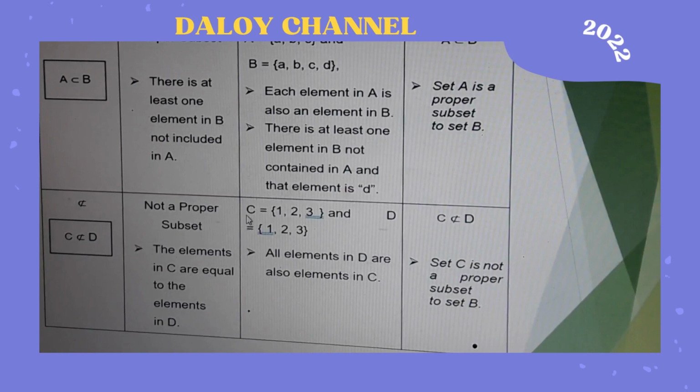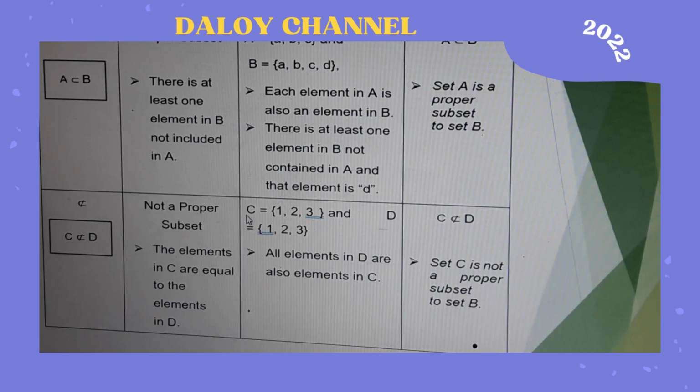If you can only see a bold capital letter C, that means it is what we call a proper subset. There is at least one element in B not included in A. So, we can consider it a proper subset. It's like in set A we have the elements A, B, C, while in set B, the small letters A, B, C, D. Then set A is also mentioned in set B. So we can consider set A as a proper subset of B.